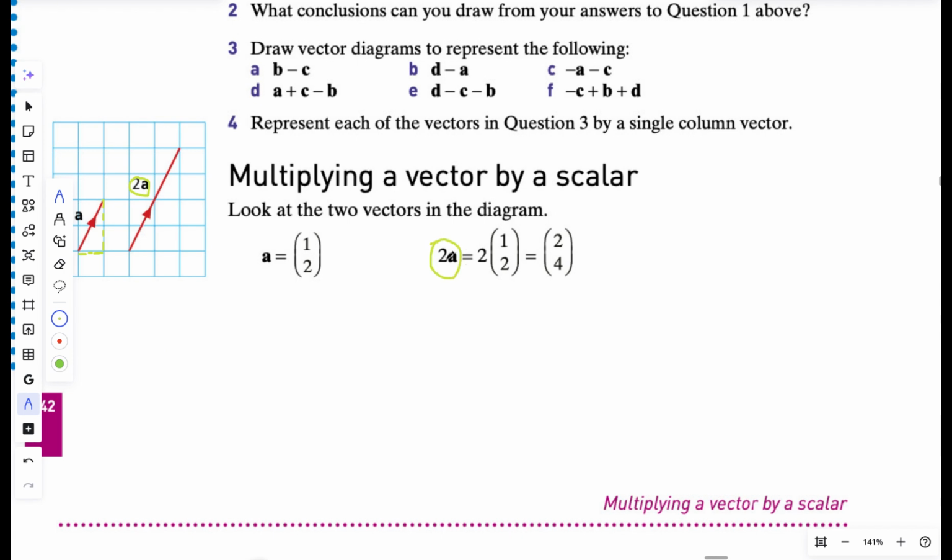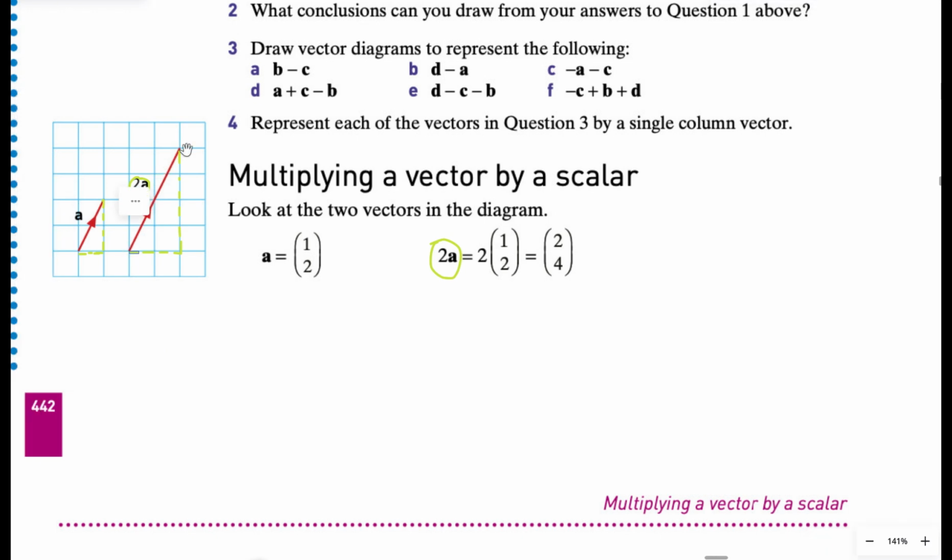So 2 times whatever A was, vector 1, 2. 2 times 1, you get 2. 2 times 2, you get 4. So I will have 2 boxes on the x-axis, and I will have 4 boxes on the y-axis. We show with the arrow, starting from the beginning here to the end here, we draw an arrow to show that. Is that okay? So that is scalar multiplication of a vector.